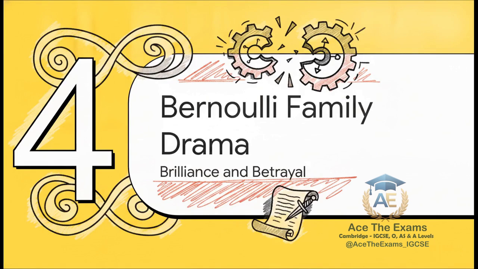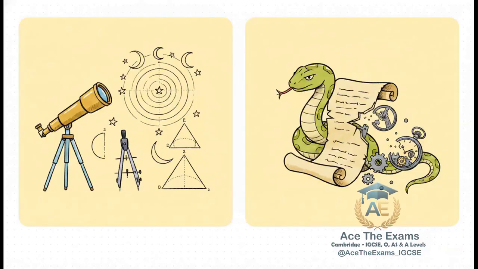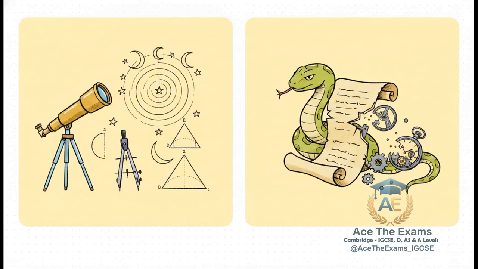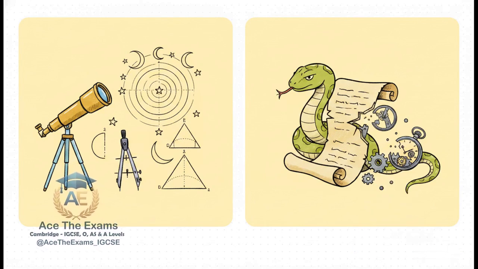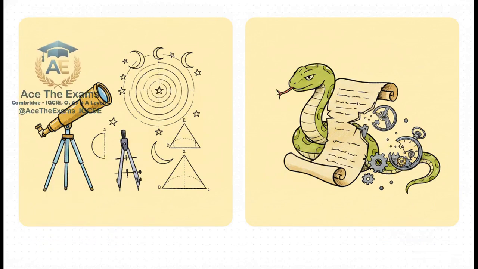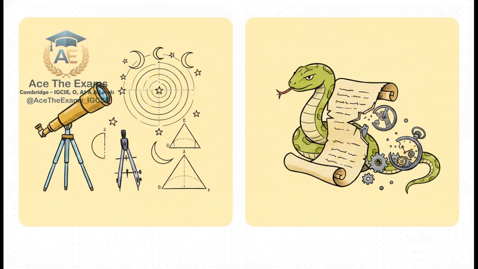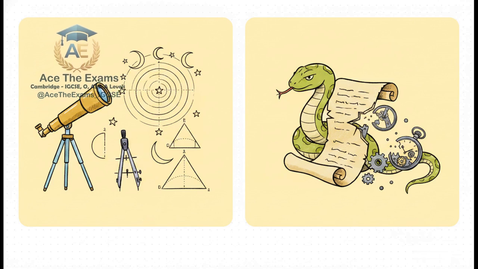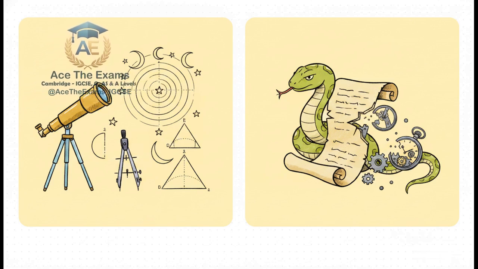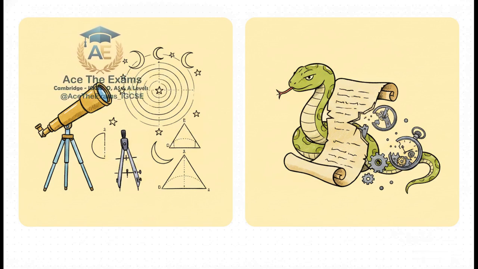Which brings us to Section 4, the Bernoulli family drama, brilliance and betrayal. You see, Euler's story doesn't exist in a vacuum. It's actually deeply intertwined with his friends, a family of Swiss merchants known as the Bernoullis. Let's compare the two sides of their pretty wild legacy. On one hand, you have absolute scientific giants. Two brothers, Johann and Jacob, along with their children and grandchildren, were immensely gifted. They made incredible discoveries across calculus, trigonometry, probability, astronomy, magnetism, mechanics, and thermodynamics, the whole shebang.